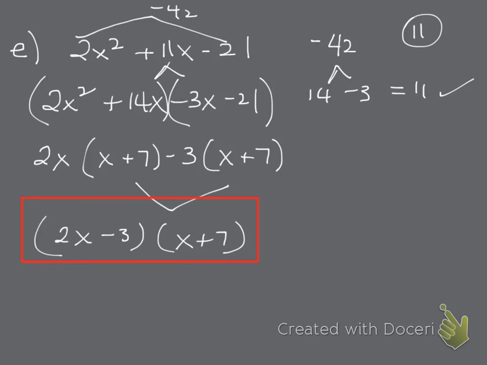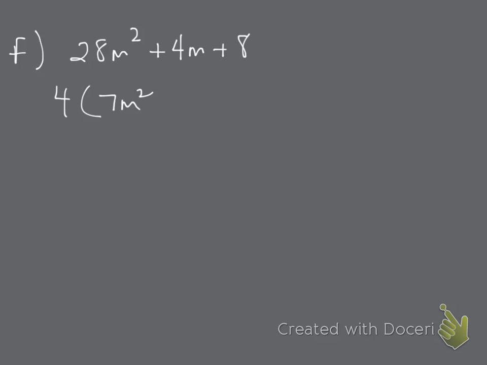Okay? Last example on this one before you jump over to special products. Are we going to have 2 homework assignments? Yes. Okay, F is 28m squared plus 4m plus 8. GCF. Okay, 4. So let's pull out the 4. That leaves me with 28 divided by 4 is 7m squared. 4 divided by 4 is just m. 8 divided by 4 is 2.